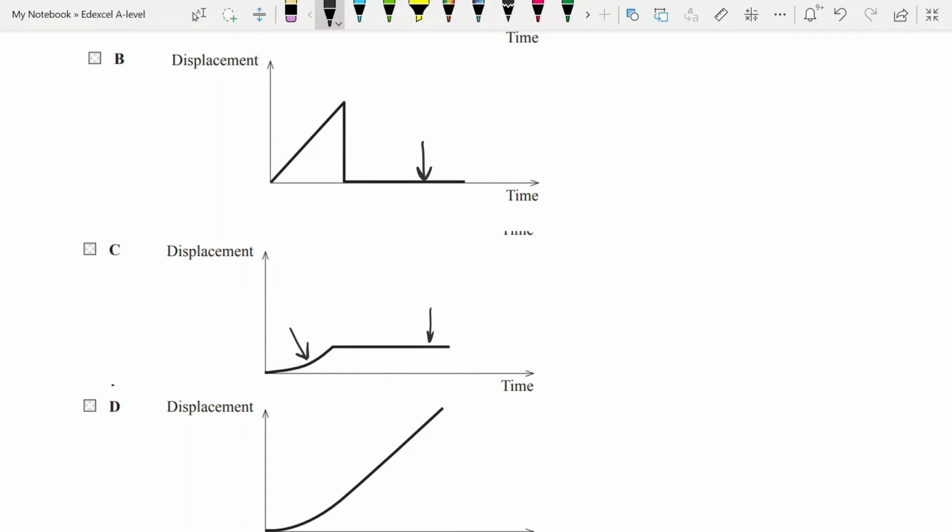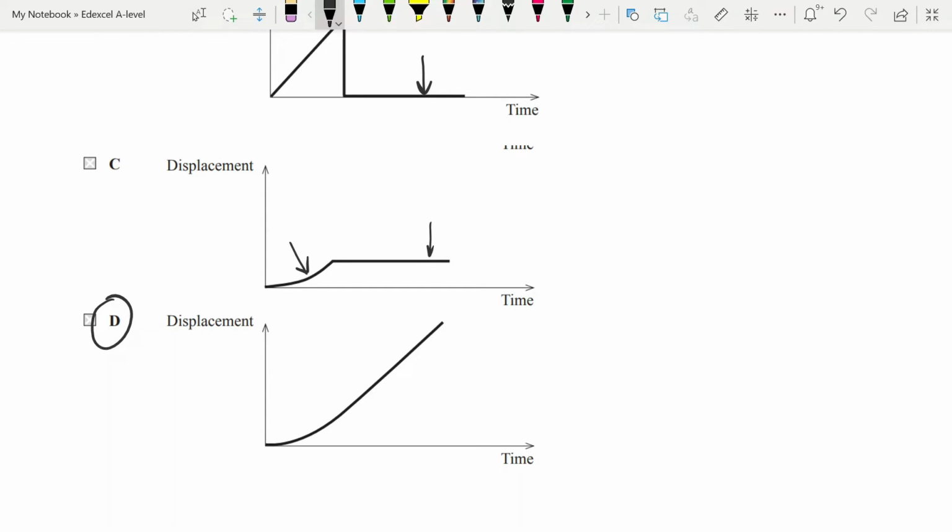By a process of elimination, it's D, but if we look at D, we can see we've got the right curve at the start. So as our velocity increases, we're covering more and more distance. And then we end up with a straight line for our displacement because our velocity has become constant. And so every second we're covering the same amount of distance.